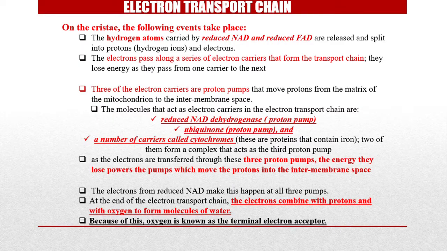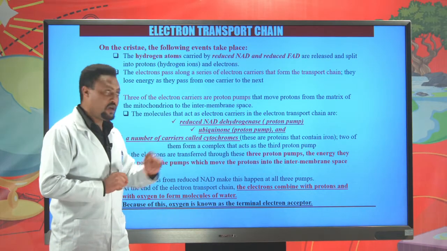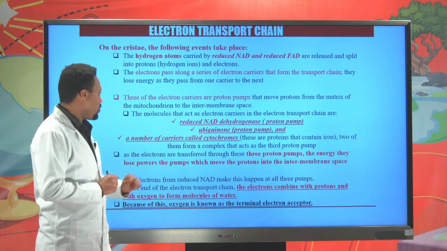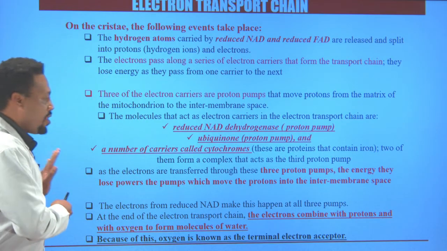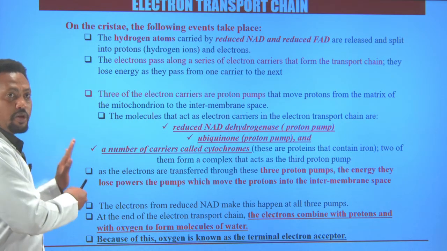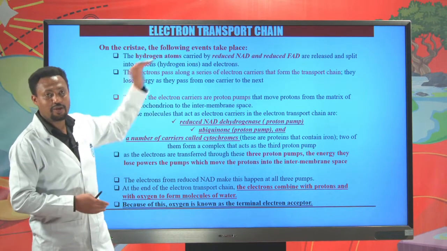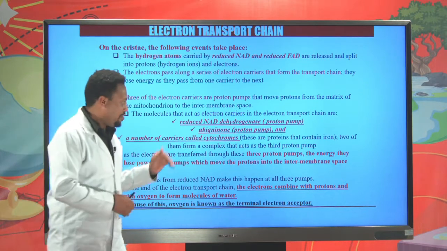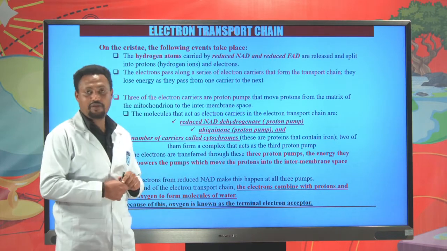This hydrogen atom splits into electron and proton. That proton is pumped by these three important proton pumps: reduced NAD dehydrogenase, ubiquinone, and cytochrome complexes. These three pumps help to pump the hydrogen as it comes from NAD and FAD, helping it to be passed to the intermembrane space of mitochondria, finally pumped back to the outer membrane. What happens when it comes down there?